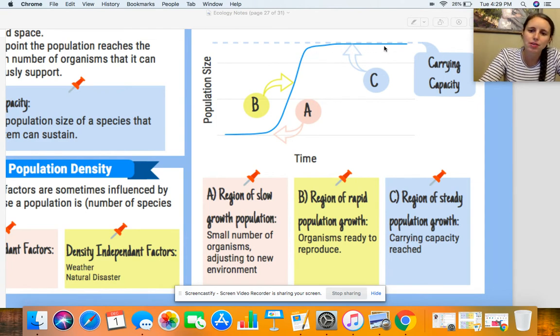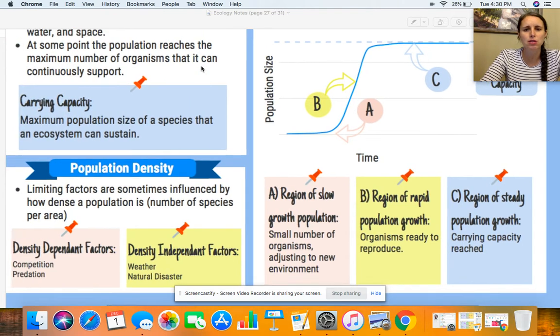Finally, up here, we have this region of steady population growth. This is actually the carrying capacity. So you can see the carrying capacity is this line that's actually right across here. And at this point, we've said that the population maximum has been reached. That doesn't mean that there's no new individuals being born. There's still individuals being born, but typically individuals are dying off at the exact same rate that individuals are being born because of one of those limiting factors.